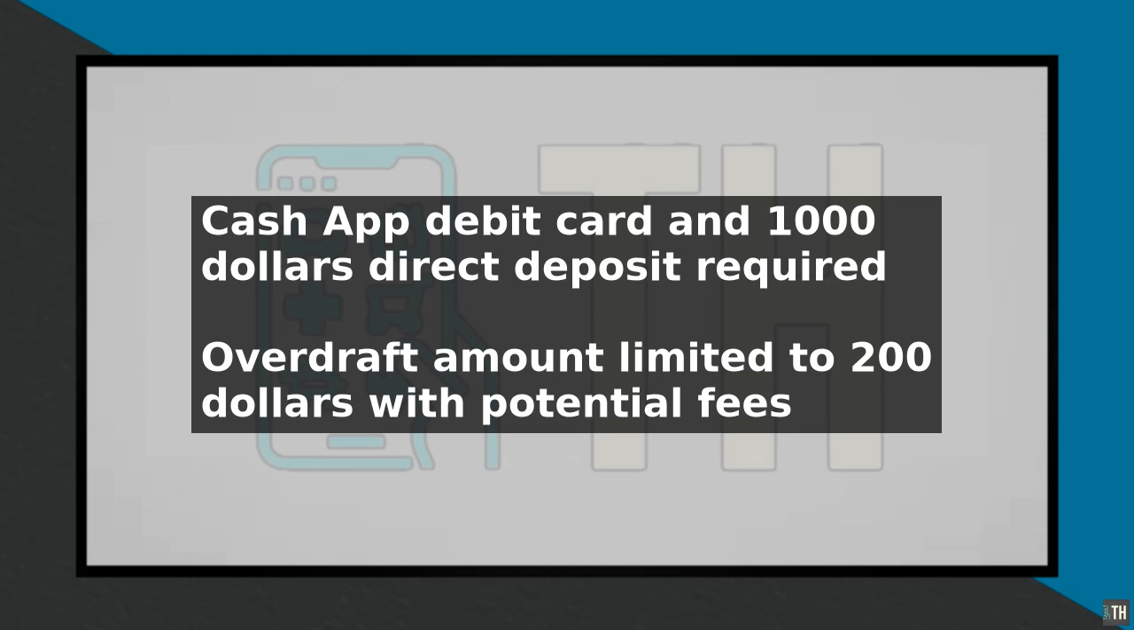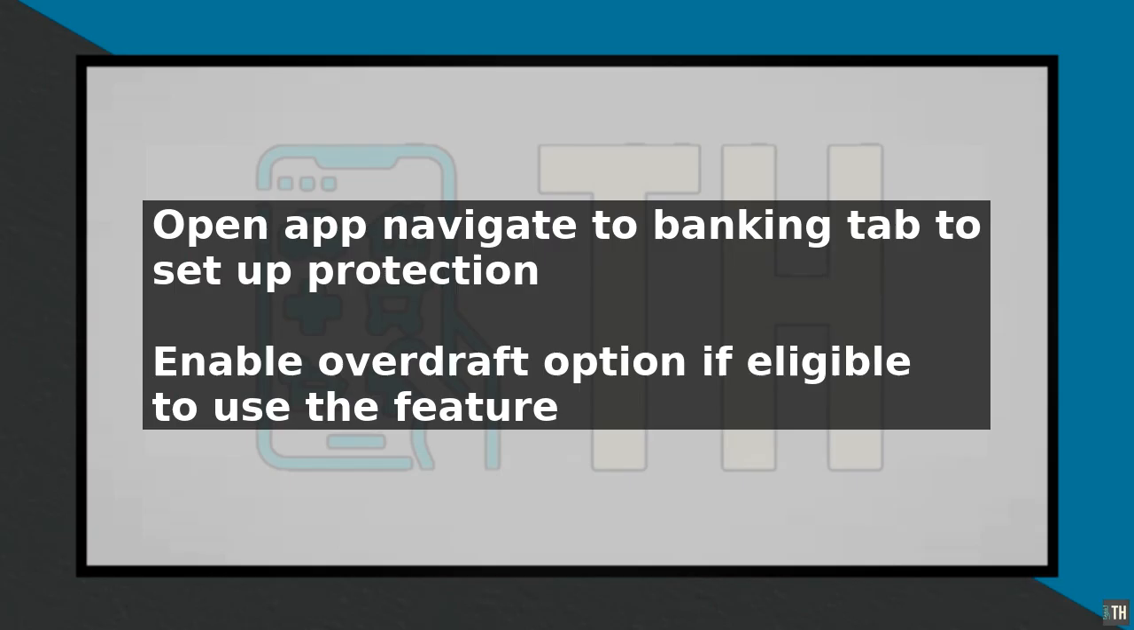Once you have enabled overdraft protection, you can overdraft on Cash App by using your Cash App debit card for a purchase that exceeds your available balance. You will receive a notification from Cash App when you overdraft, and you will be given a certain amount of time to repay the overdraft amount.